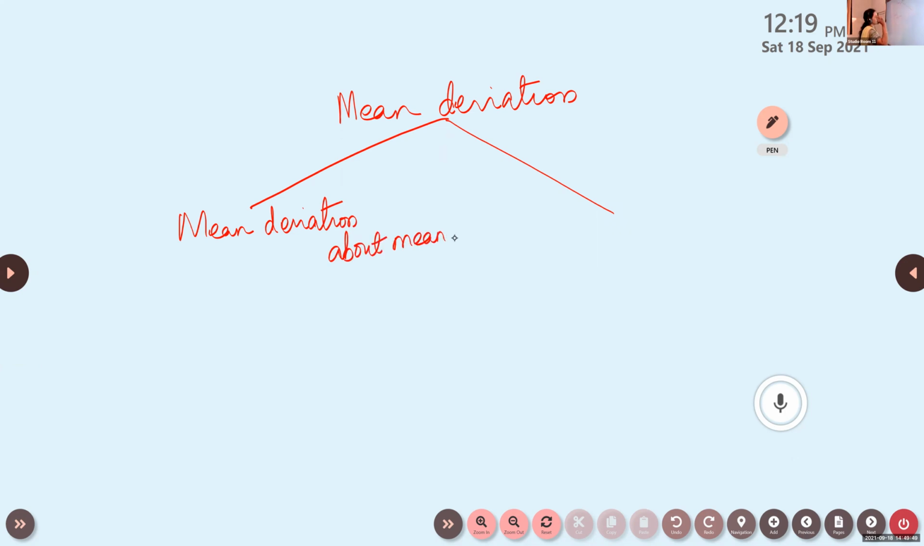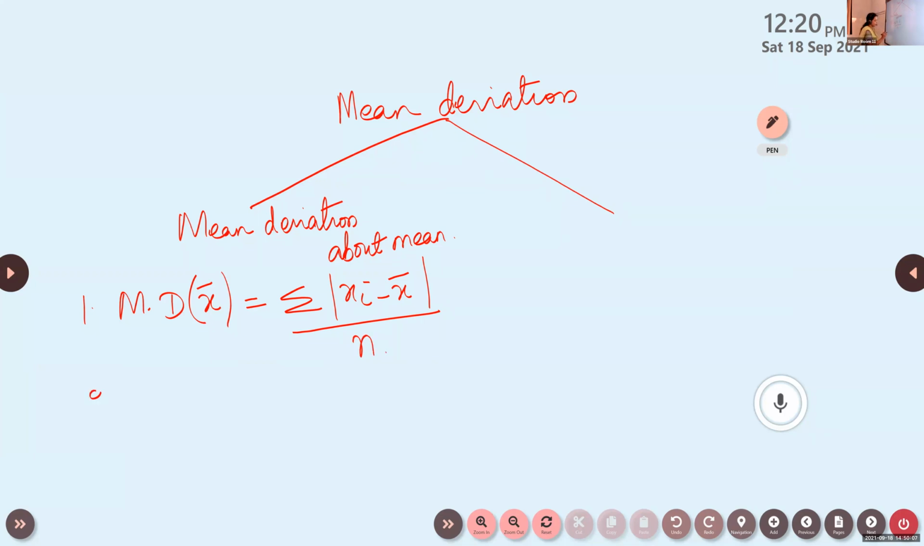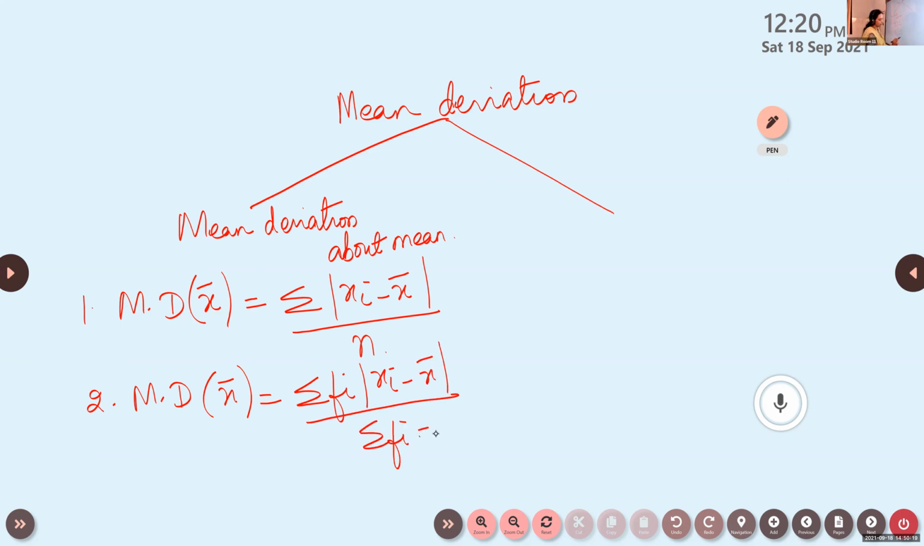Mean deviation about mean. So mean deviation about mean is given by, okay, two formulas we have learned here. Mean deviation about the mean is sigma modulus of xi minus x bar by n. The second one, if frequency is given, means sigma fi into modulus of xi minus x bar by sigma fi. Sigma fi is otherwise denoted as capital N. Look at the notations. Sometimes this capital N will be given, means it is sigma fi, sum of all frequencies. So this part only we completed.